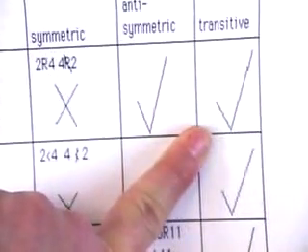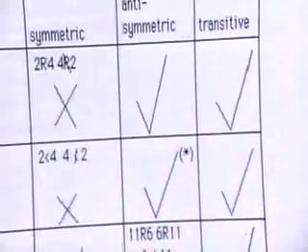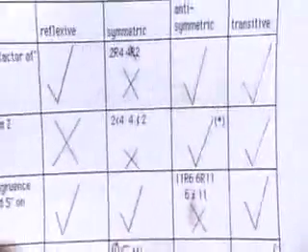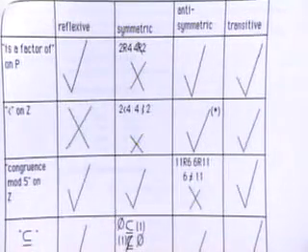Okay, and it's transitive because if I have x is a factor of y and y is a factor of z, then x is a factor of z. So if I give you a test, I'm going to give you relations like this where I'm going to be able to tell what the properties are without checking every single pair of points.